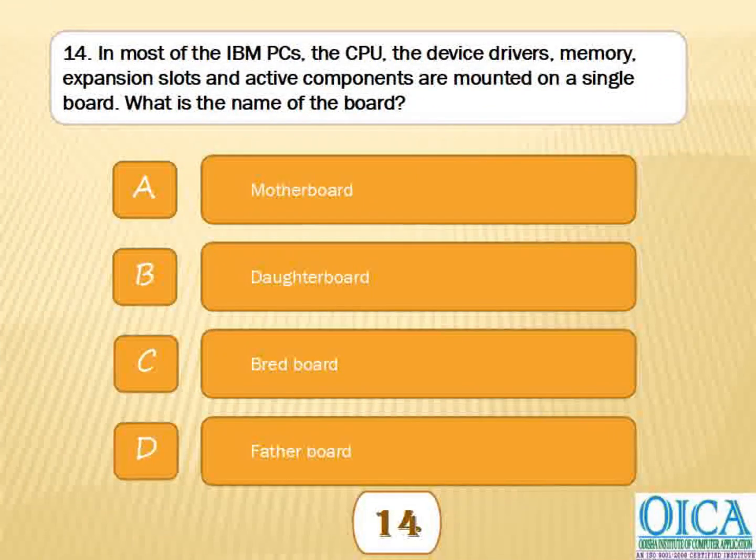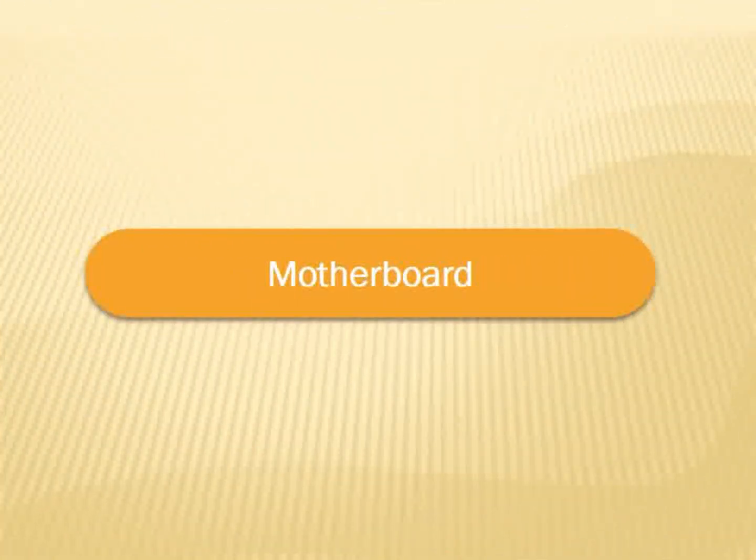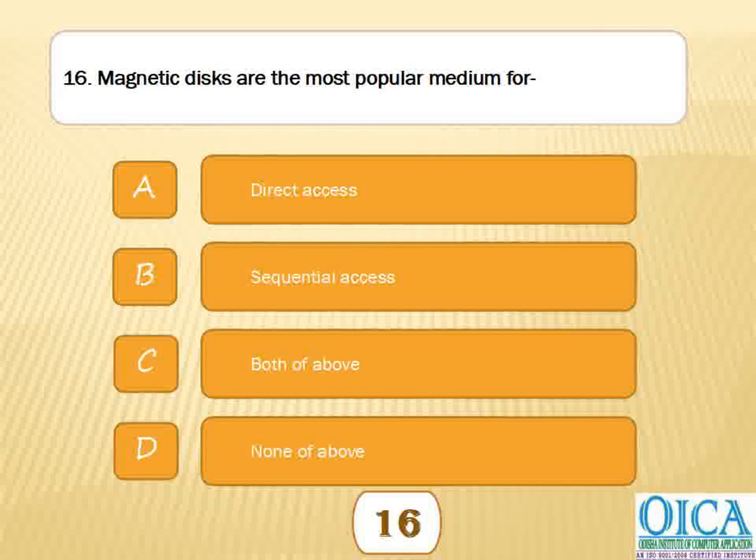Next, in most IBM PCs, the CPU, the device drivers, memory, expansion slots and active components are mounted on a single board. What is the name of the board? A. Motherboard, B. Daughterboard, C. Breadboard, D. Fatherboard. The answer is A. Motherboard.